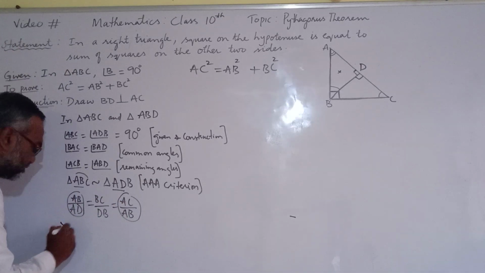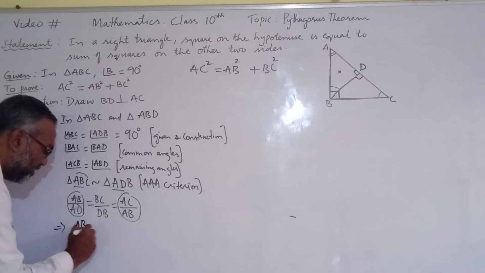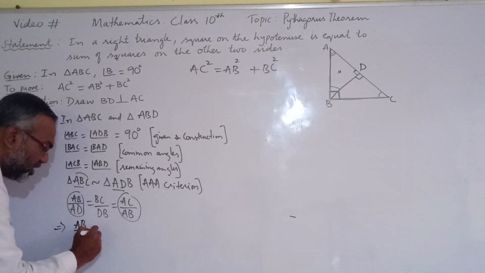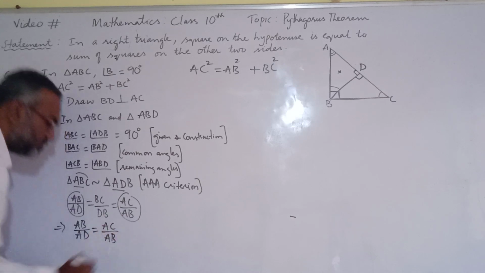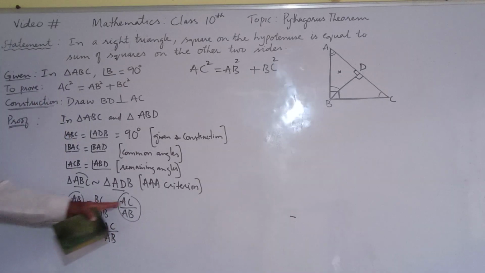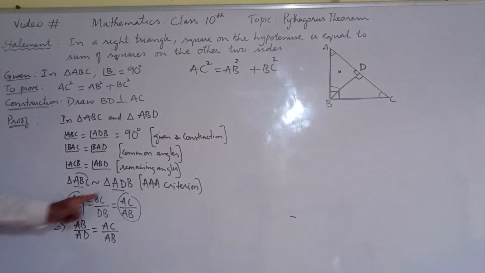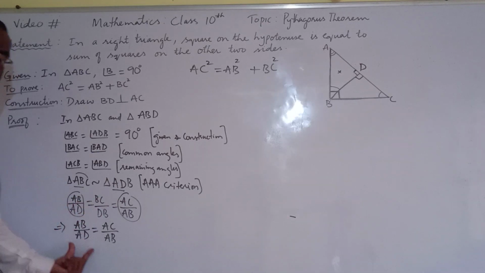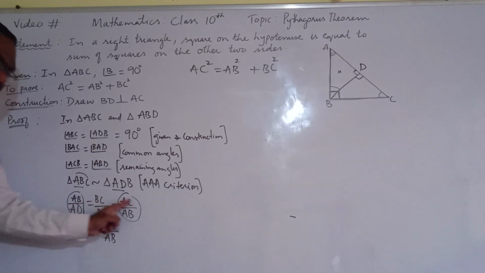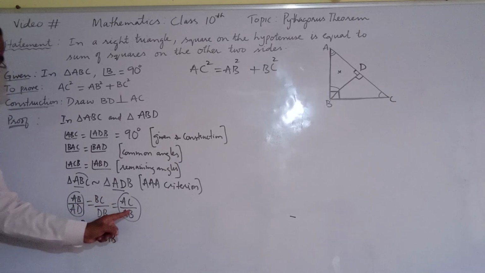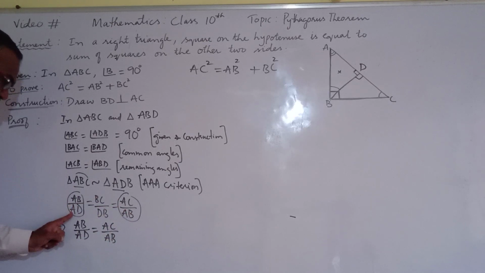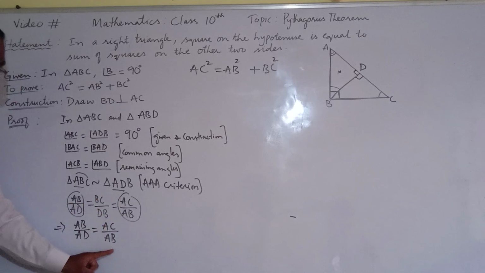This implies AB divided by AD is equal to AC divided by AB. From this equation, we choose two. All three are equal, so we can make any two also equal. So we can make this equal to this, this equal to this, we can do that. So this is equal to this, we did that.